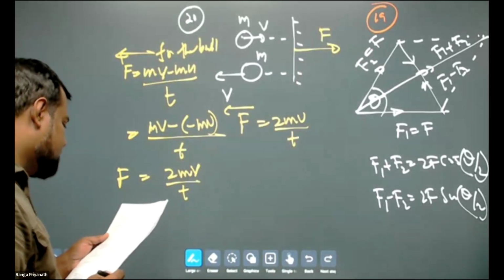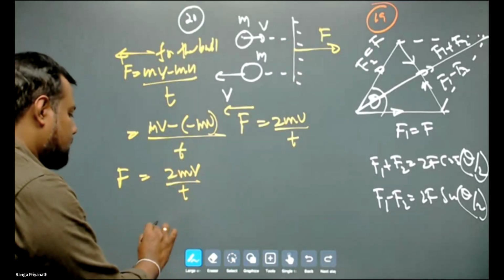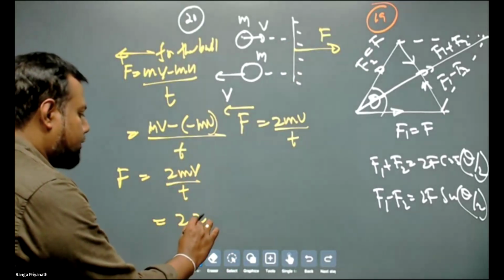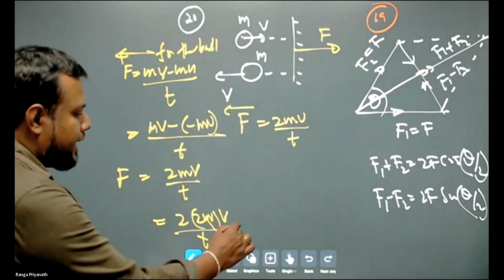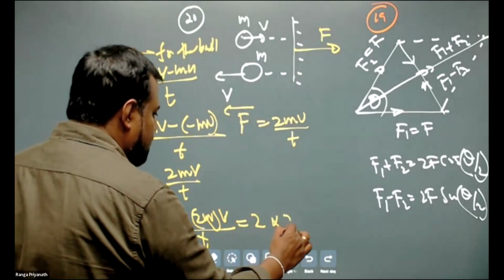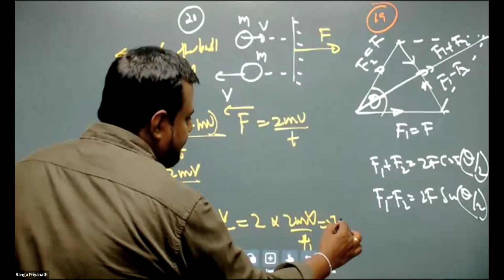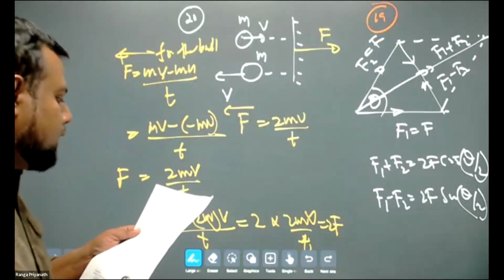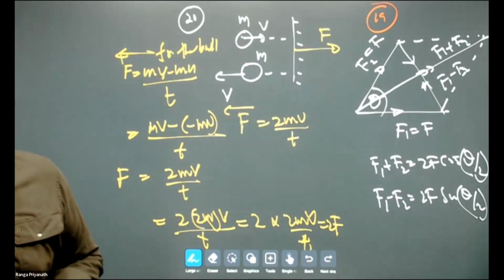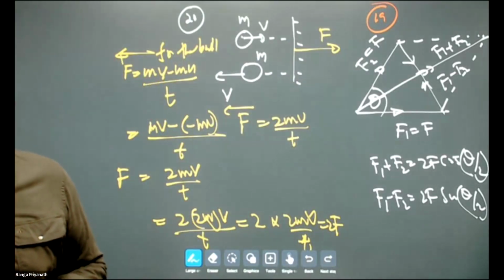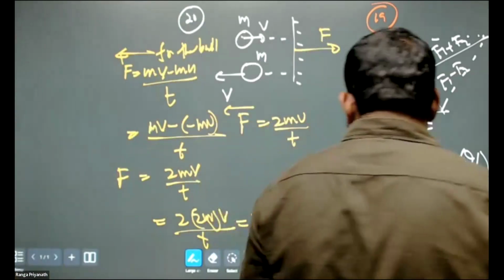Now the thing is, the mass is double. Instead of m, you have 2m. Now instead of m, you have 2m divided by time. That means 2 into 2mv divided by time, which is 2F. When the mass is double, you have 2F. The force is twice the initial value. Twice the initial value. Okay?